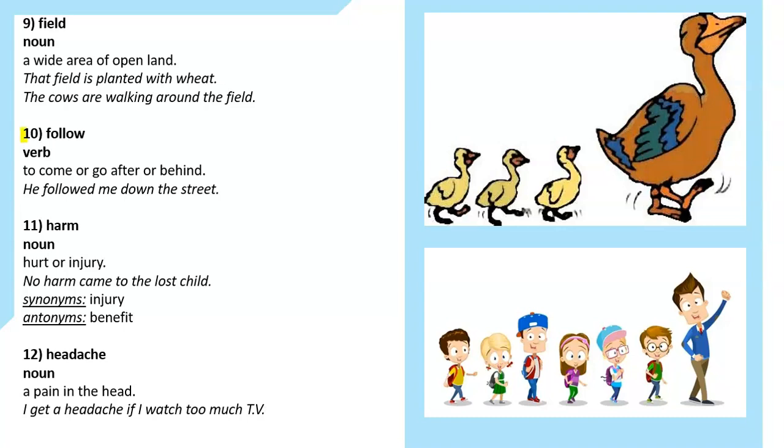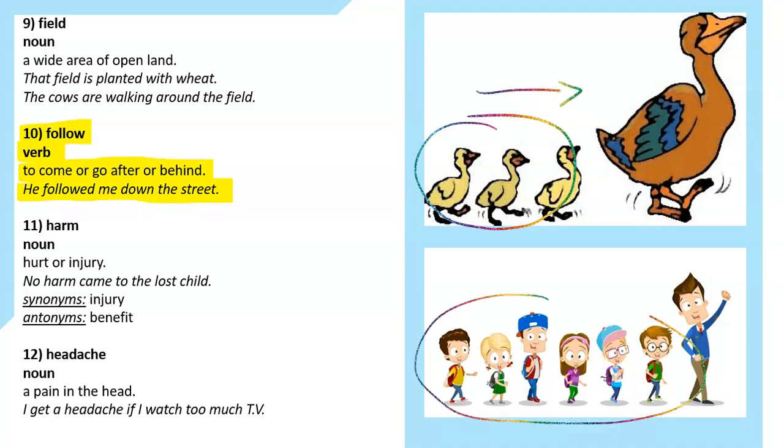Our next word is follow. Follow is a verb and it means to come or go after or behind. He followed me down the street. And in this picture we can say the babies are following their mom, or the children are following their teacher.